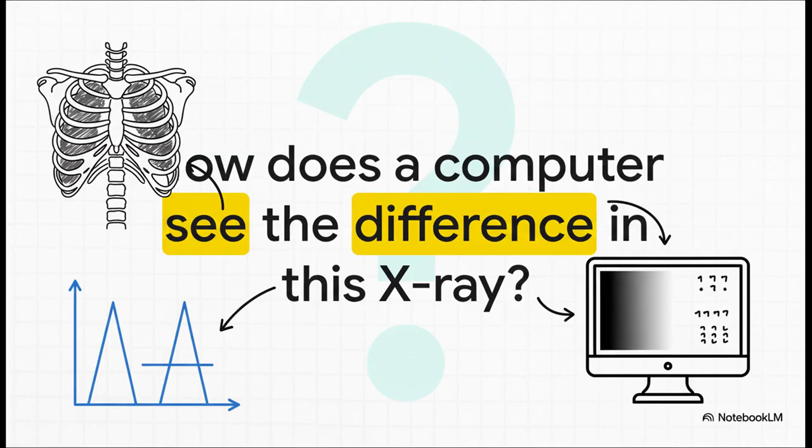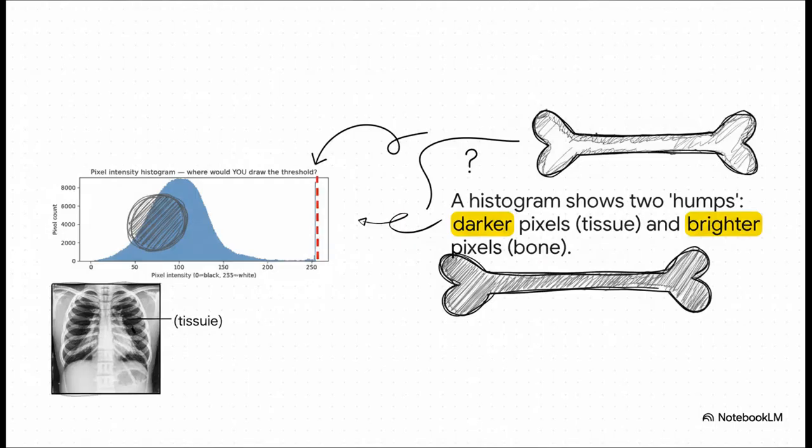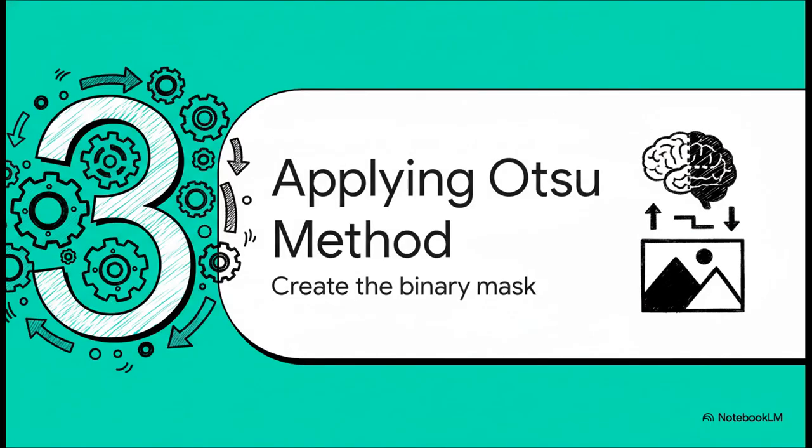Now, our eyes are great at this. We can instantly see the bright white of the ribs and spine against the darker parts of the lungs. But how does a computer see that same difference, numerically? The answer is a histogram. This chart is actually pretty simple. It just counts how many pixels there are for each brightness level. And look at that. You can clearly see two humps in the data. That big hump on the left, that's all the darker pixels, the soft tissue and air. And that smaller spike over on the right, yep, those are the super bright pixels from the bones. So, just looking at this, where would you draw the line to split them? Well, that's the exact question Otsu's method is designed to answer for us automatically.